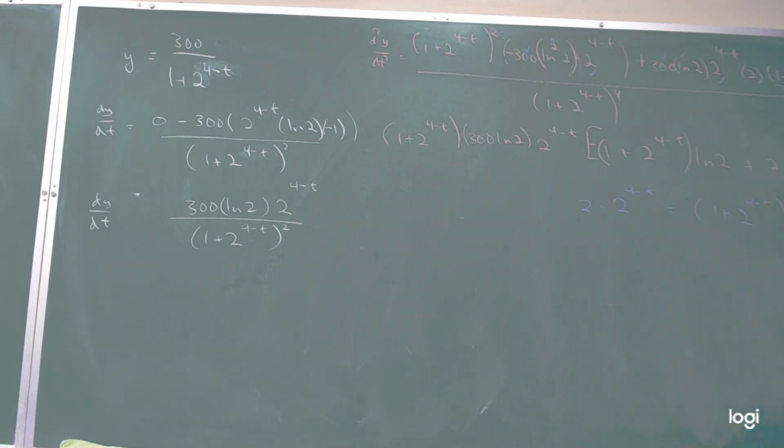I don't know if that's any help or not. Try to solve for the t here ultimately. So I think we're going to have to bite the bullet and distribute here. We got 2 times 2 to the 4 minus t. That's going to be natural log 2 plus 2 to the 4 minus t times natural log 2.